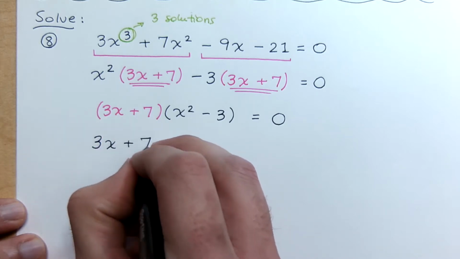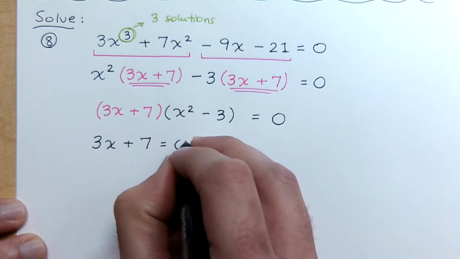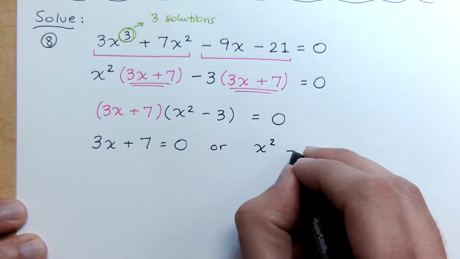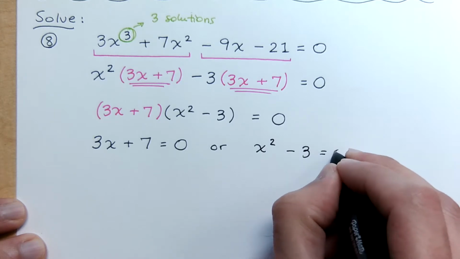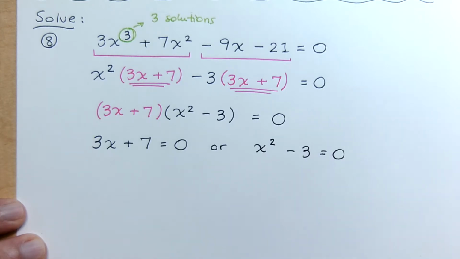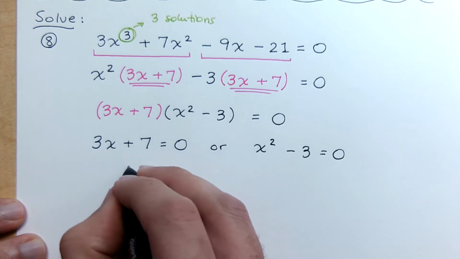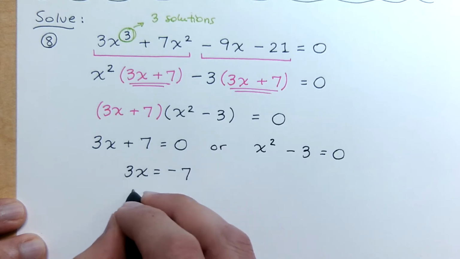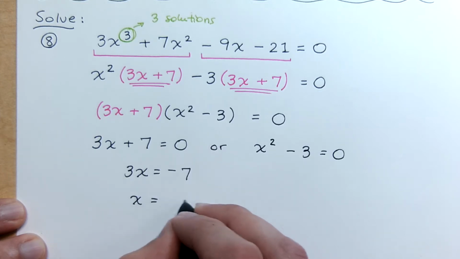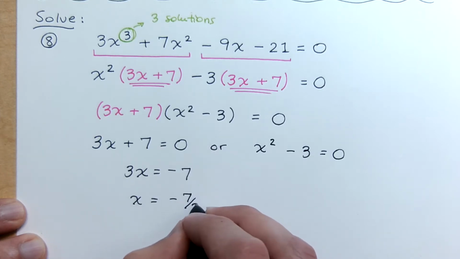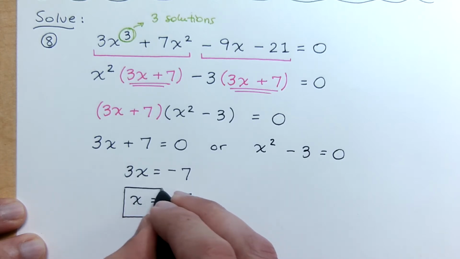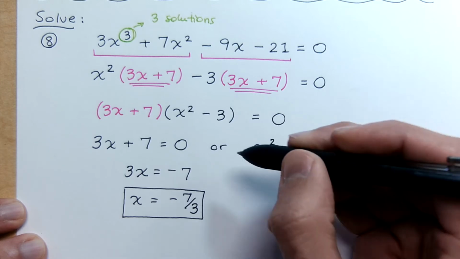We make smaller equations from this. 3x plus 7 is equal to 0, or the other option is that x squared minus 3 is equal to 0. We go through the process of solving this guy over here. So you would first need to subtract 7, and then we finish getting x by itself by dividing both sides by 3. We were expecting to have 3 solutions. There is 1 solution.